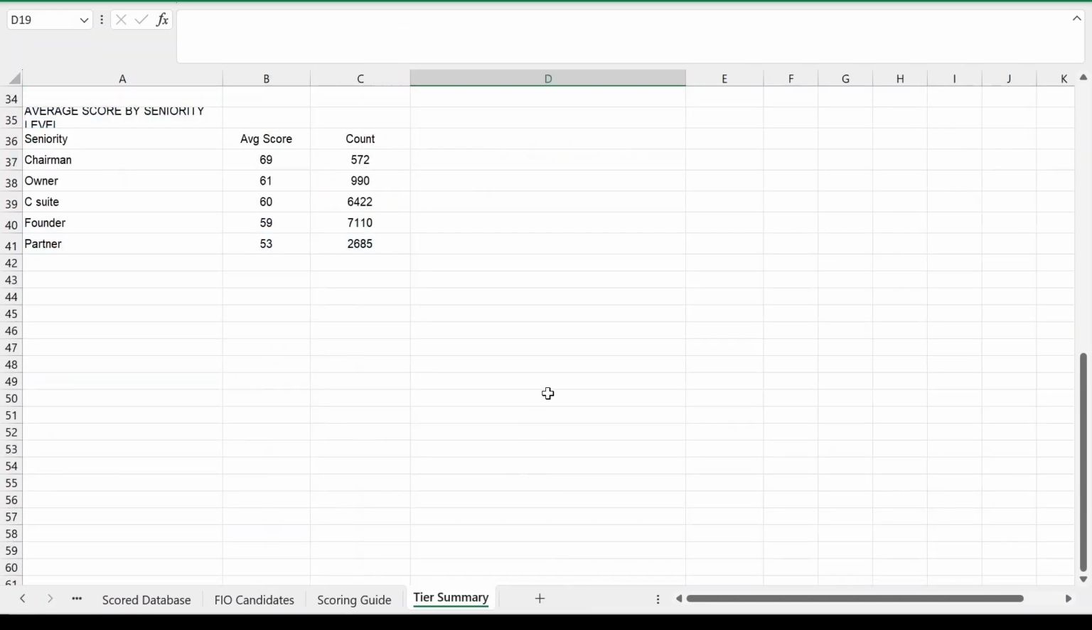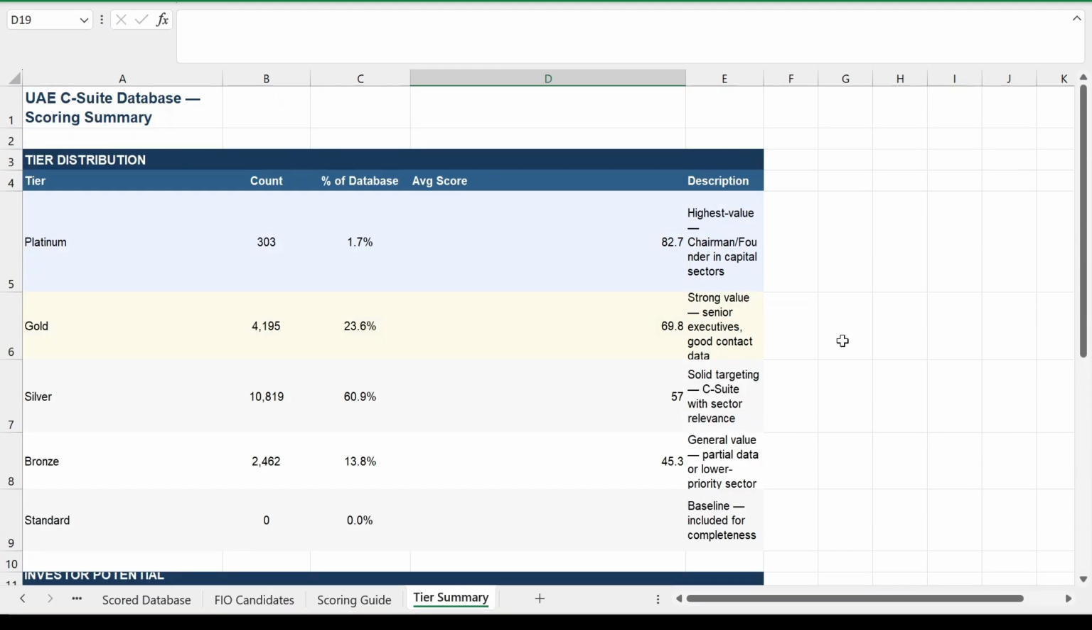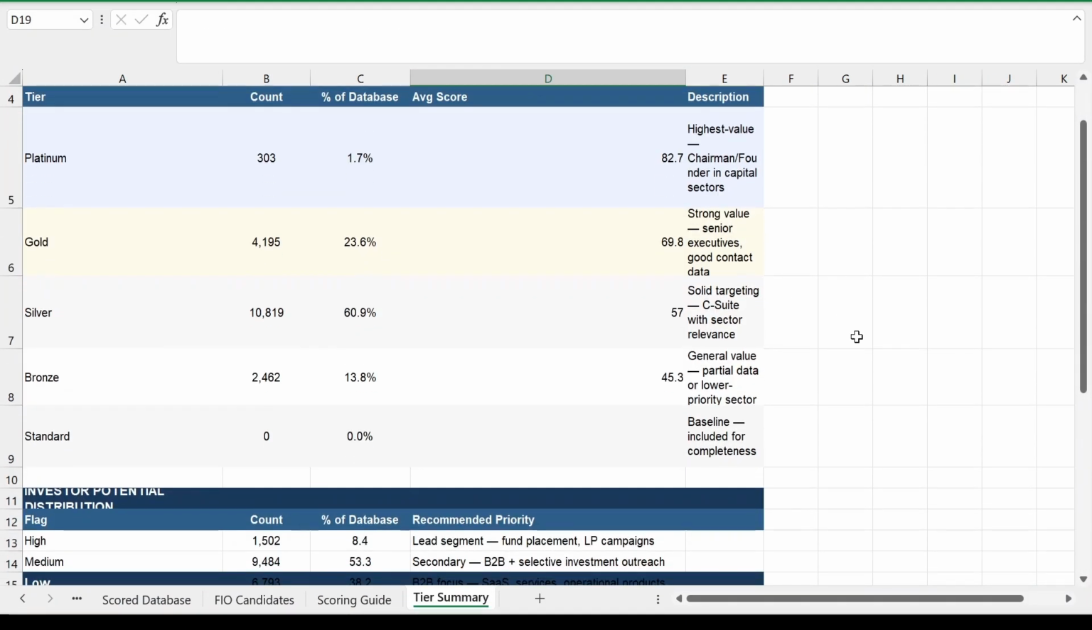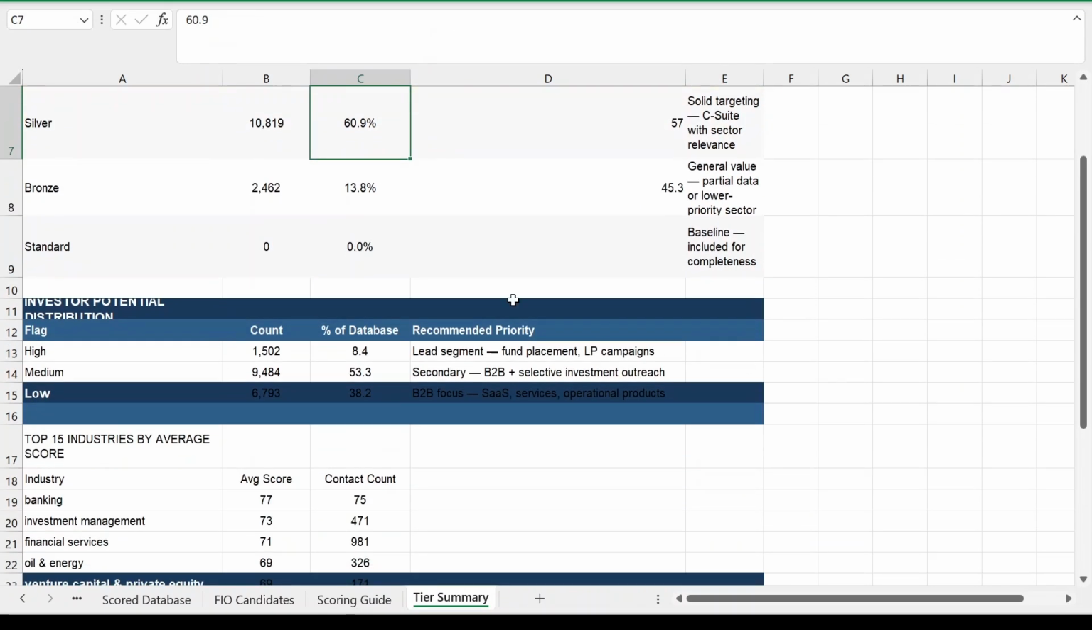And then we take a look lastly at a final review here. You can see here the platinum, 303 of them were platinum. That's about 1.7% of the database. Highest value, chairman, founders, gold 26, silver 60. And then you can see here standard, well, we didn't have any because we didn't include what we call baseline, plain. They didn't really fit the screening. They're not part of the database.